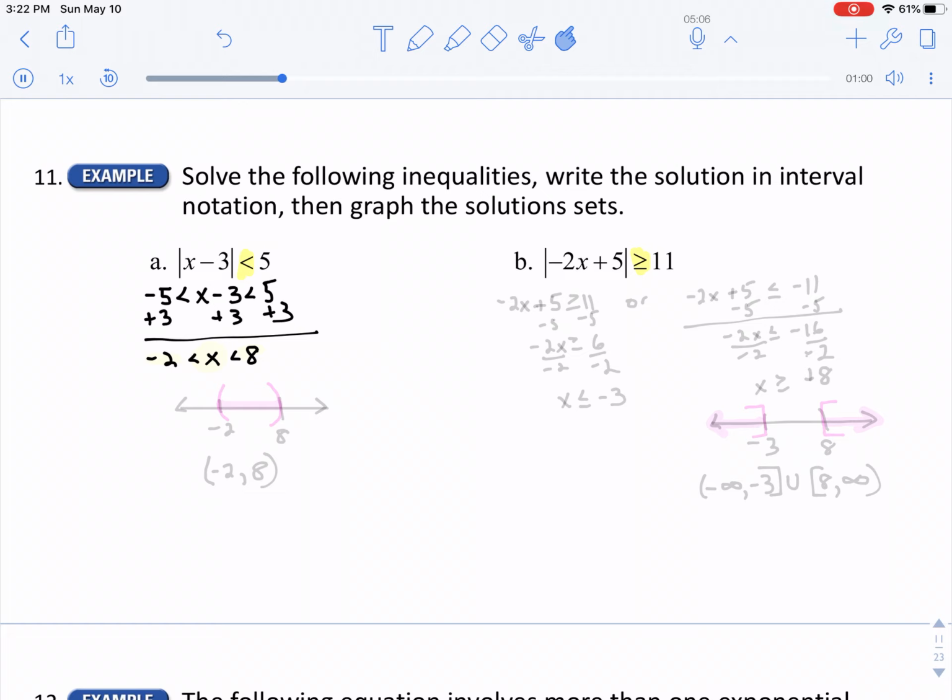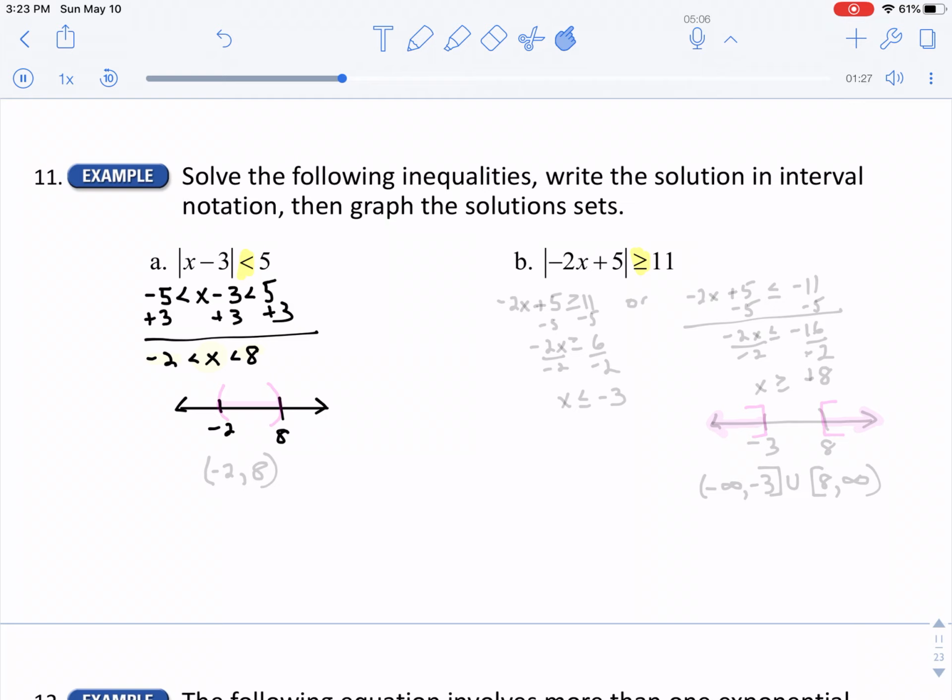Now let's do the graphical solution. So we draw a number line. And on the number line, we only need the two numbers. So the negative 2 is first, and then the positive 8. All right, now, since it's a less than and not a less than or equal to, that means it gets parentheses instead of a bracket.